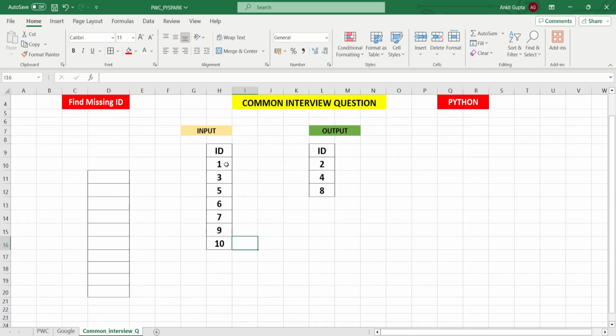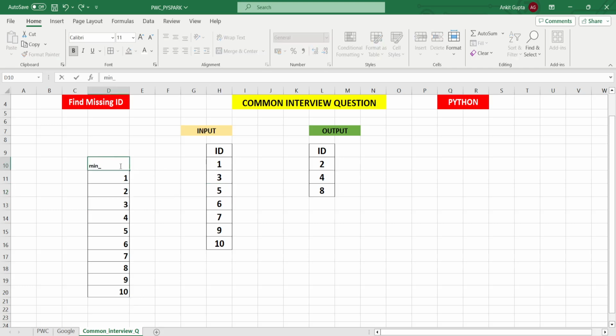What we will do is find the minimum and the maximum value of the ID column, and then we will generate values between min and max, like between 1 and 10, right? And then we will find the difference between these two, right?